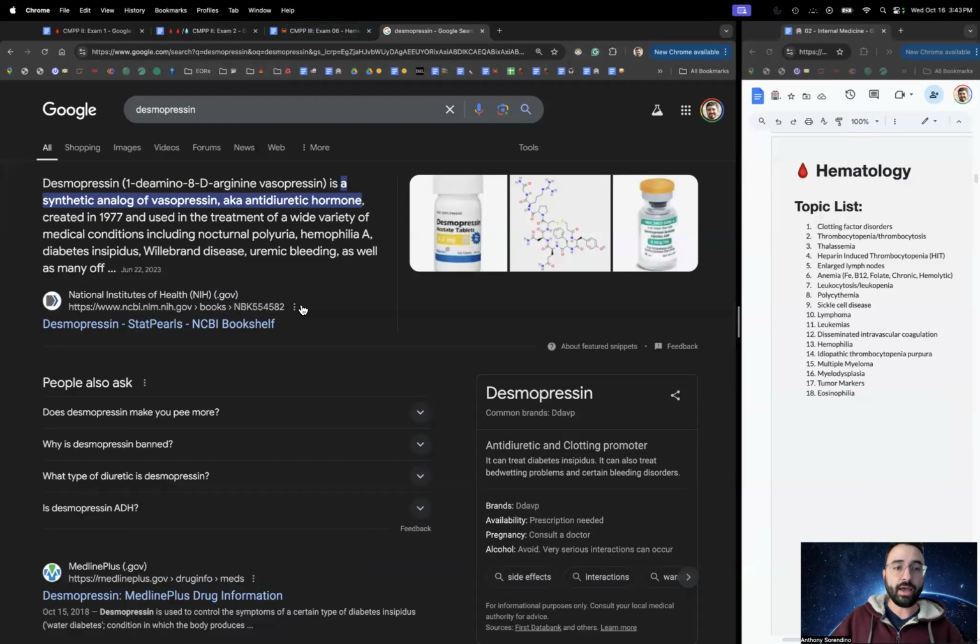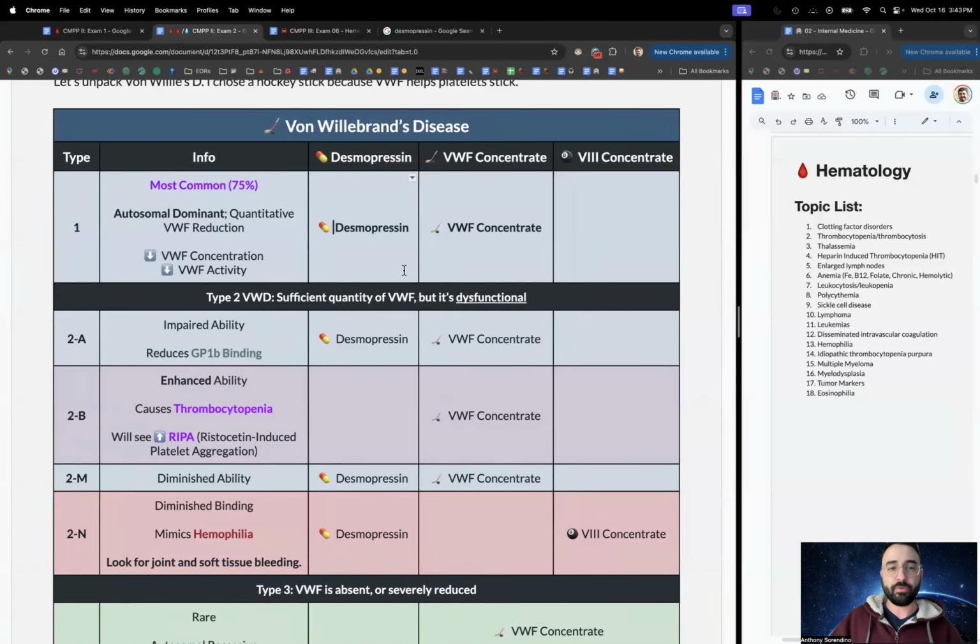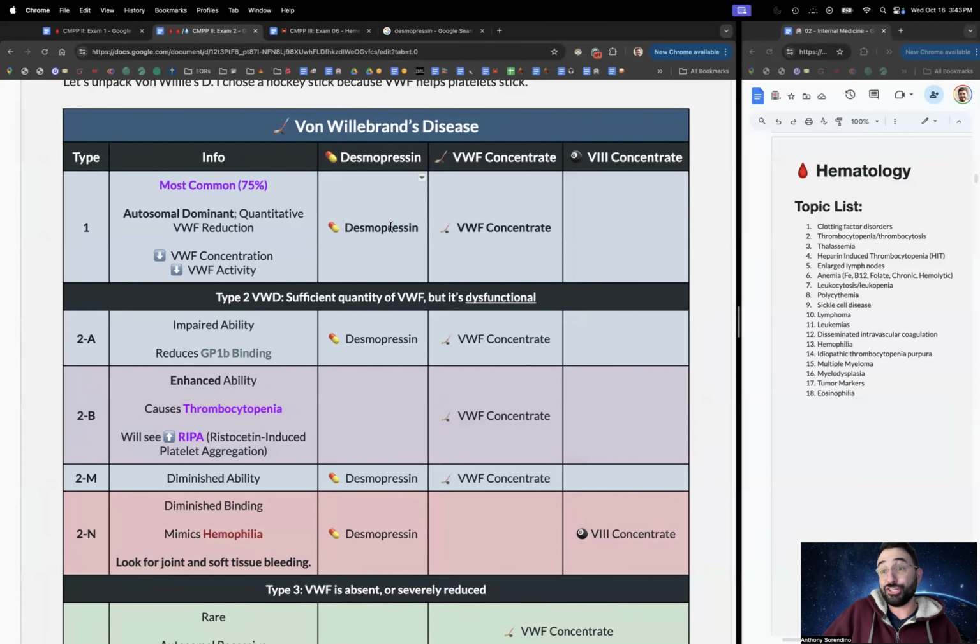And why does desmopressin help with a bleeding disorder? I remember looking this up before, I think in my ER video. It just does. Okay, so that's the treatment. You can also give somebody von Willebrand factor concentrate.